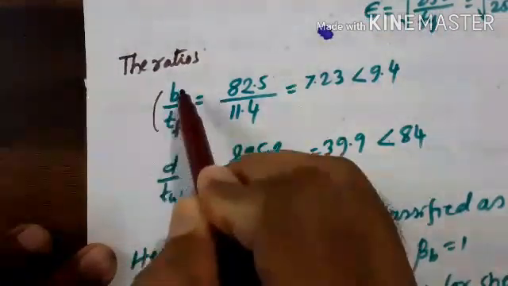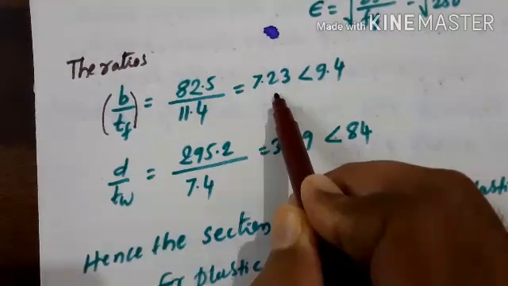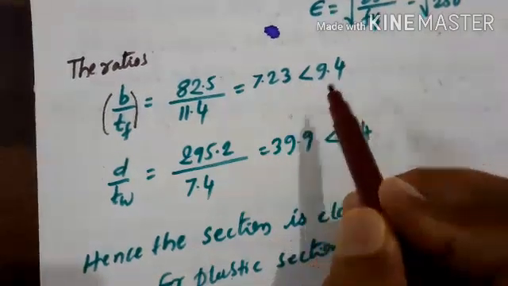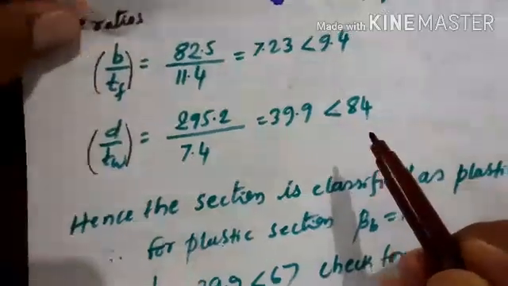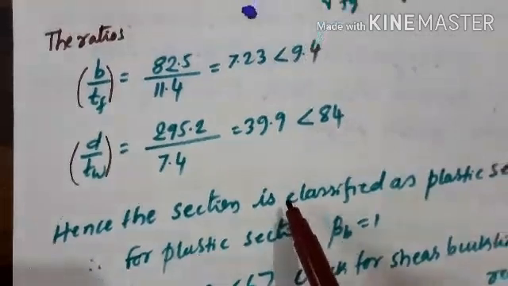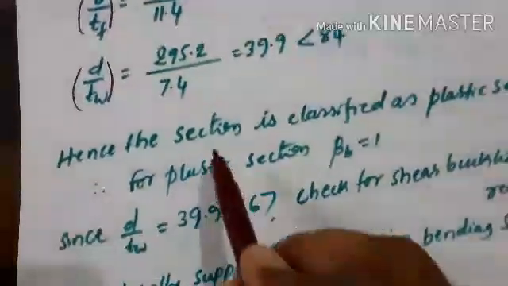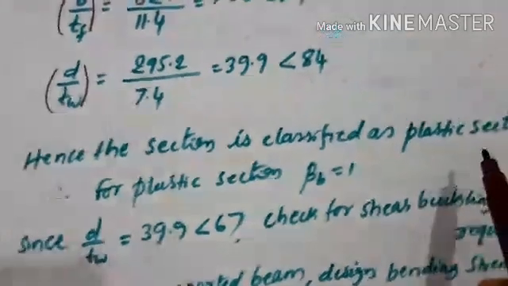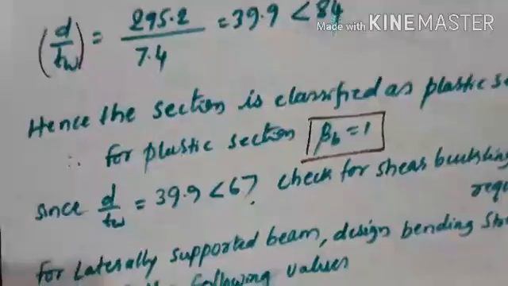Then the first ratio, that is width of flange to thickness. This much we have got, which is less than 9.4, and the second ratio is this one, we got less than 84. Hence it represents the plastic section. According to IS 800:2007 table number 2, it represents the plastic section. Hence the section is classified as a plastic section. For a plastic section, beta is 1. This is also given in the code.